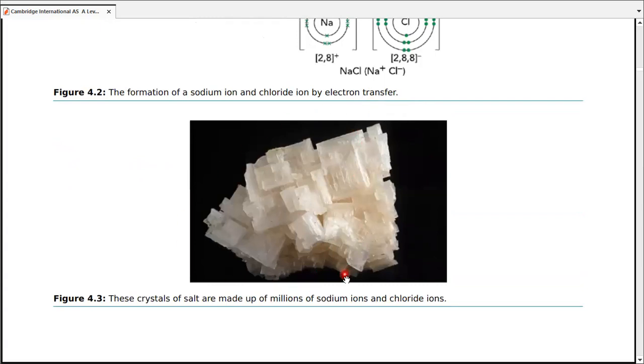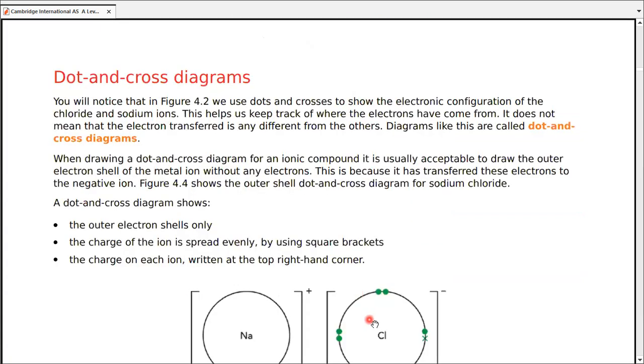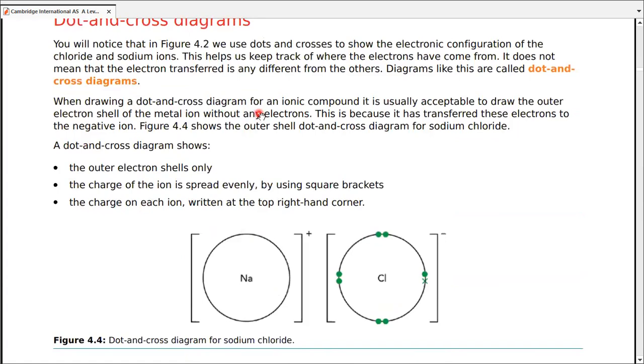We do know that most of the salts are ionic bonded compounds and they are solid at room temperature. So yeah, most of the ionic compounds are solid at room temperature. Dot and cross diagrams are something you're familiar with. He's telling you how to do those.